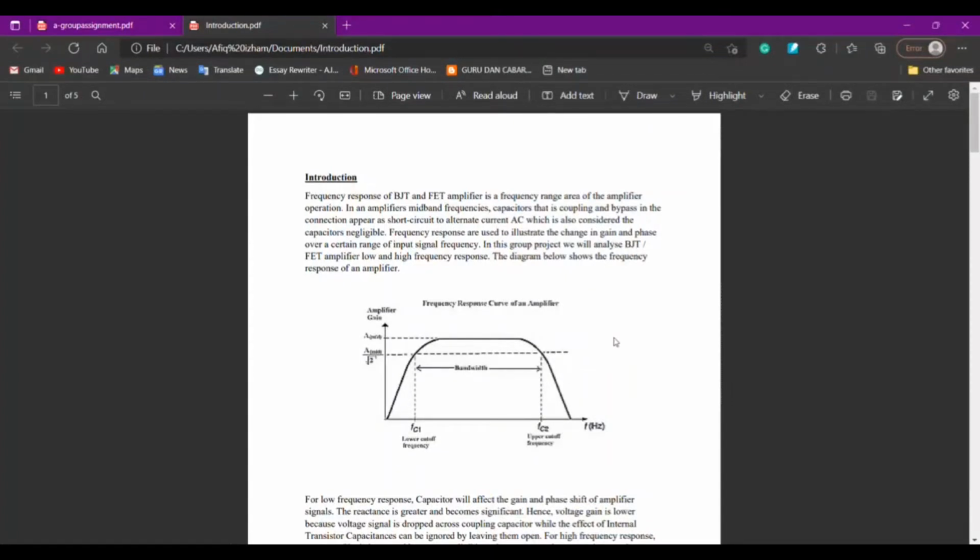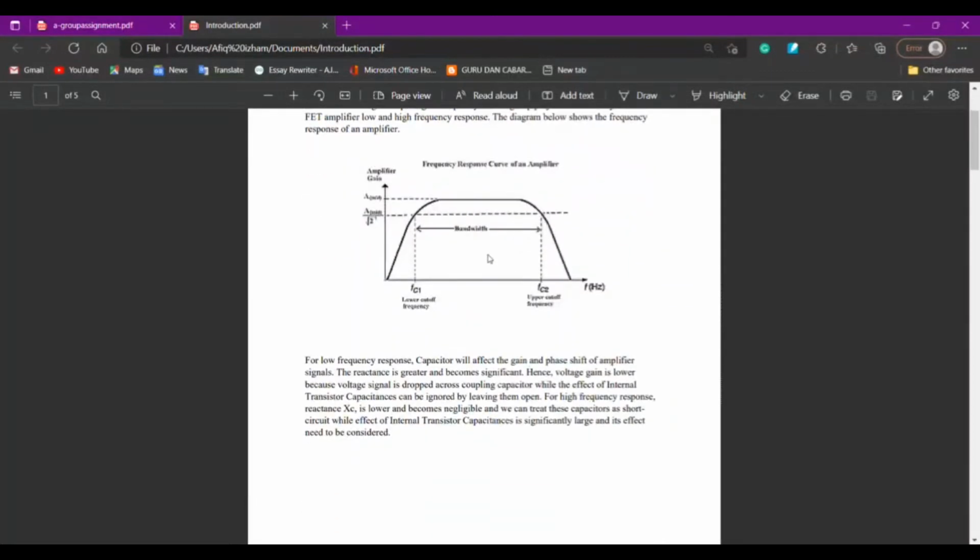For the introduction, frequency response of BJT FET amplifier is the frequency range area of the amplifier operation in an amplifier made by frequencies capacitor, that is coupling and bypass. In the connection they appear as short circuit to alternating current AC, which is also considered the capacitor negligible. Frequency response is used to illustrate the change in gain and phase over a certain range of input signal frequency. In this group project, we will analyze BJT FET amplifier low and high frequency response.